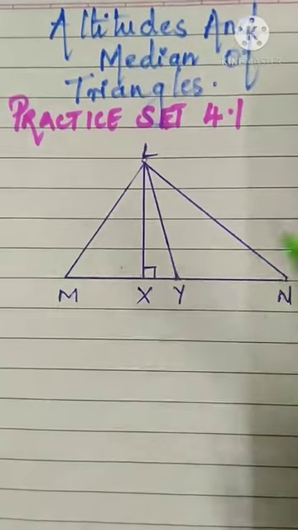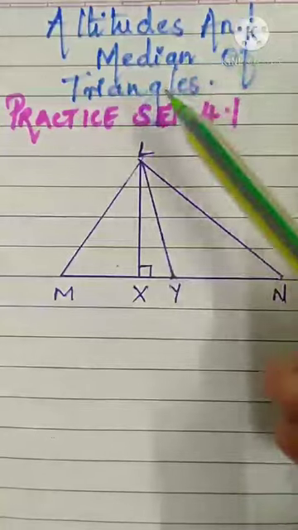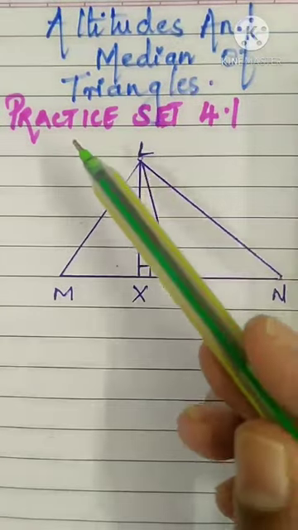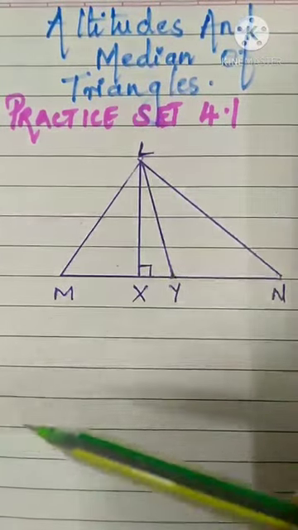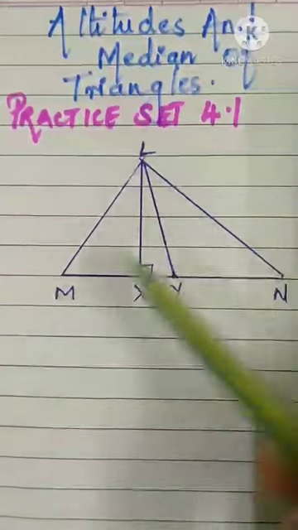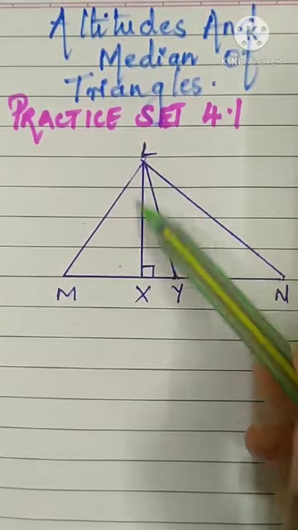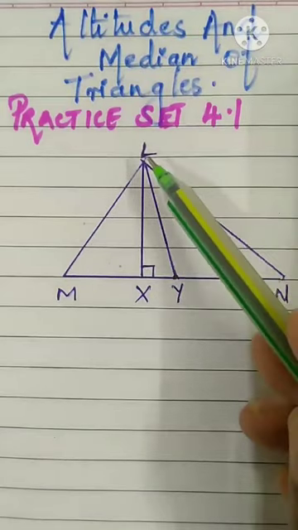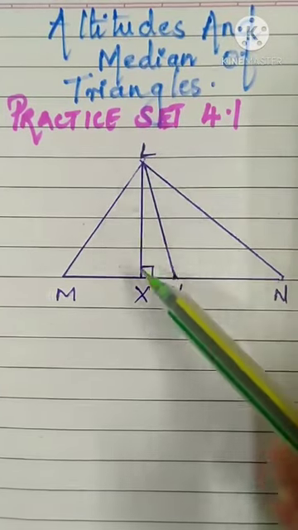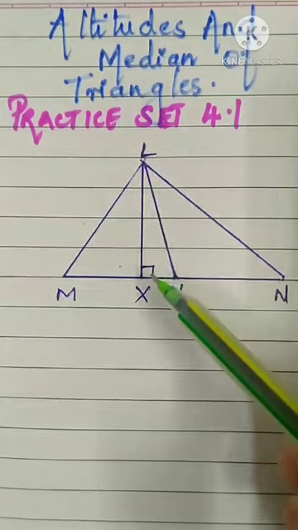Today we will discuss the median of triangles. We will start with practice set 4.1. Now in this figure you can see the perpendicular segment, that is the altitude. The perpendicular drawn from the vertex to the opposite side is called the altitude.